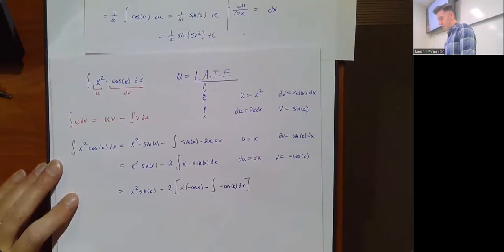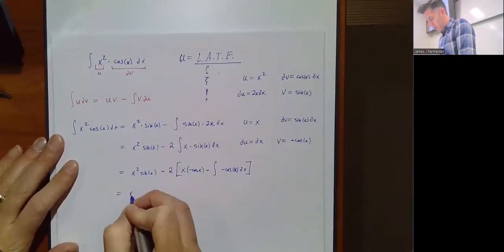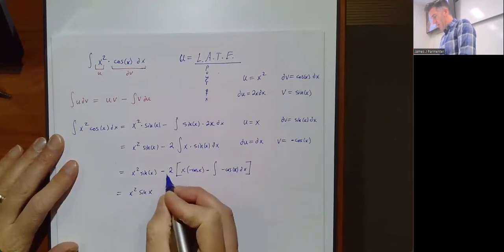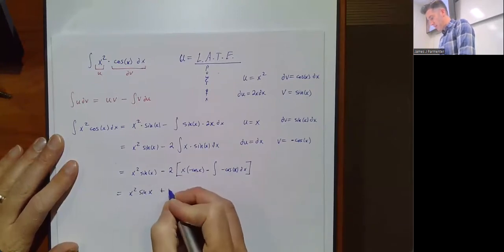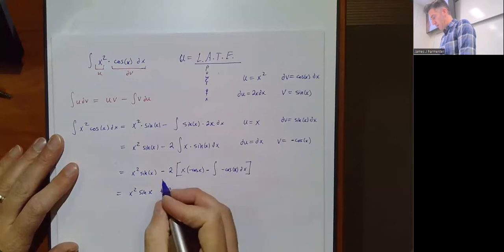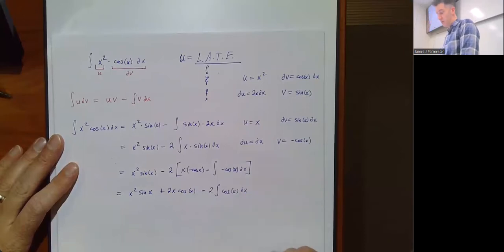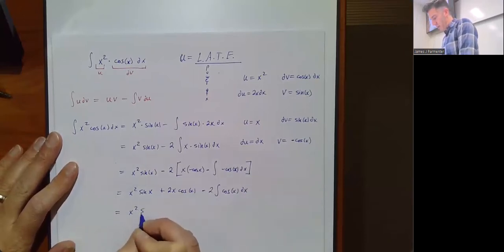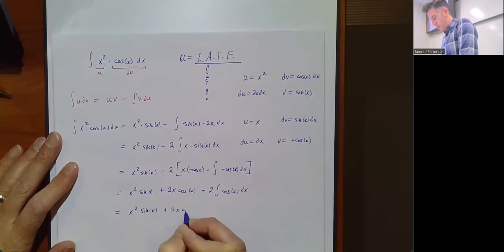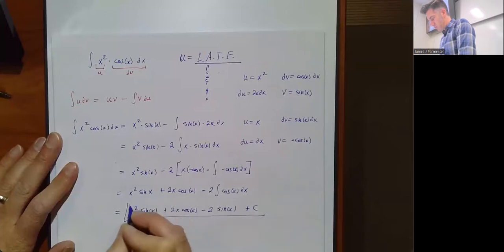Now, I am a fan of making my life easier. So if I was dealing with this, I would probably do the following. I would say, okay, this is x squared sine of x, minus 2 times x times minus cosine is a plus 2x cosine of x. And minus 2 times minus 1 times minus, that's going to be a minus 2 integral of cosine of x. And then we still need to do the integral. So finally, we get x squared sine of x plus 2x times cosine of x minus 2 times the integral of cosine of x, which is positive sine of x, plus c. Ooh, that's a lot.